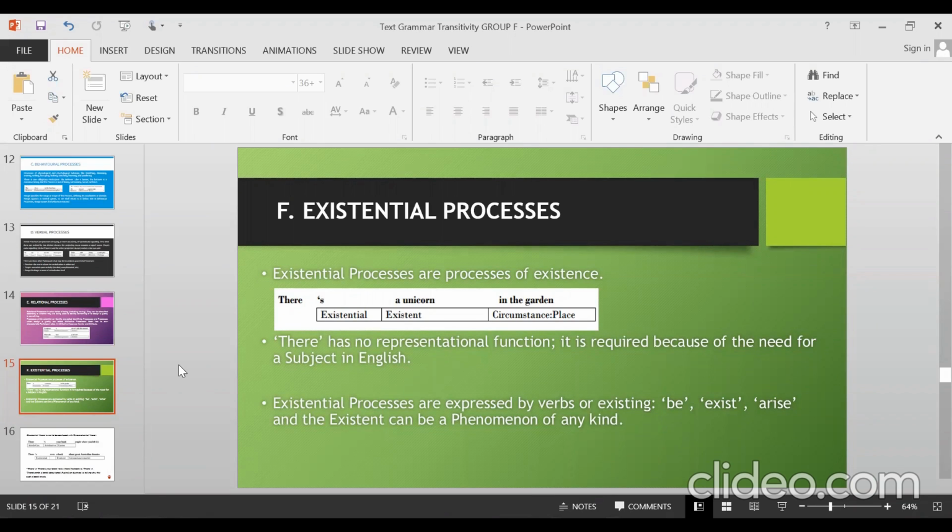So there in the sentence has no representational function. It is required because of the need for a subject in English. Existential processes are expressed by verbs of existing, be, exist, arise, and the existent can be a phenomenon of any kind. Next slide.